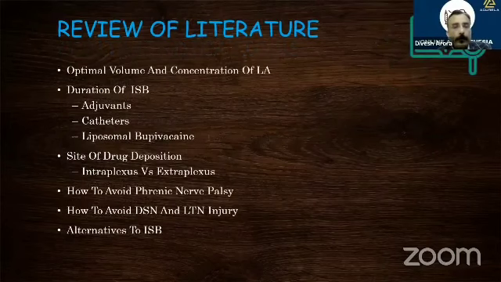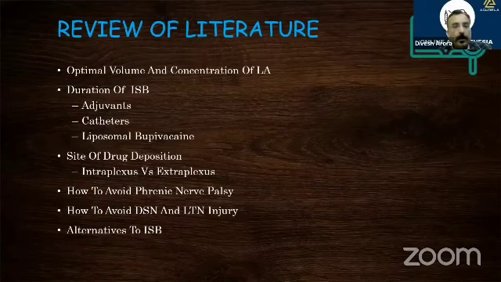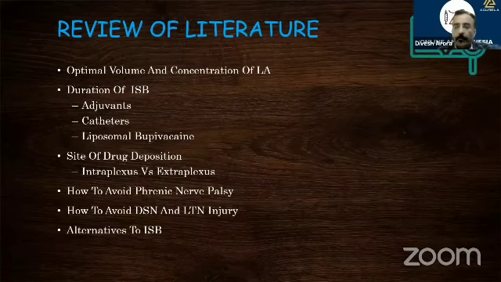So I'll be doing a review of literature and try to answer what is the optimal volume, concentration, how to prolong the duration, where should we deposit the drug, and how to avoid phrenic nerve palsy and dorsal scapular nerve and long thoracic nerve injury. And is there any alternative to interscalene plexus block for shoulder analgesia and anesthesia?